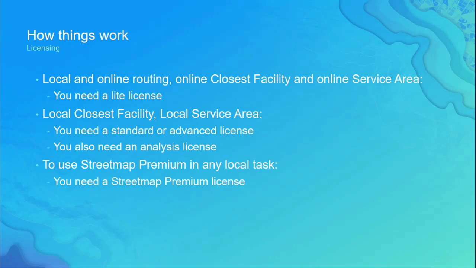If you want to use the local closest facility and the local service area tasks, you need either a standard or an advanced license, and you also need an analysis license. And finally, if you want to use StreetMap Premium data with any local task, whether it's route, closest facility, or service area, you need to get a license for that region of your data. So if I want to generate service area polygons on local data with StreetMap Premium, I need a StreetMap Premium license, I need an analysis license, and I need either a standard or an advanced license. So that's what you need for licensing.